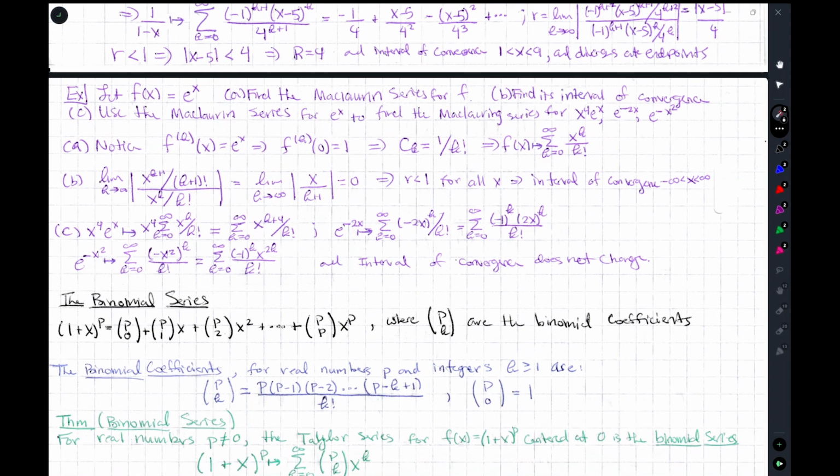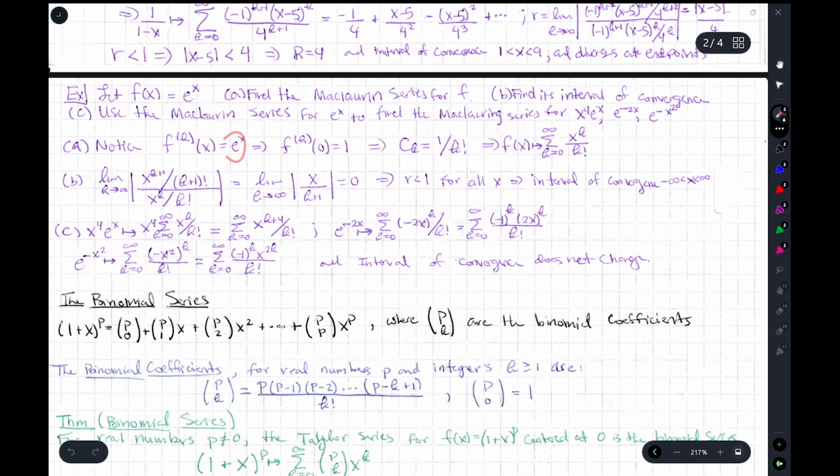Well, let's look at another example. Here we have f of x is equal to e to the x, and we want to find the Maclaurin series for f. And we want to find the interval of convergence. And finally, we want to use that Maclaurin series to write out the power series, or the Maclaurin series, for these functions there.